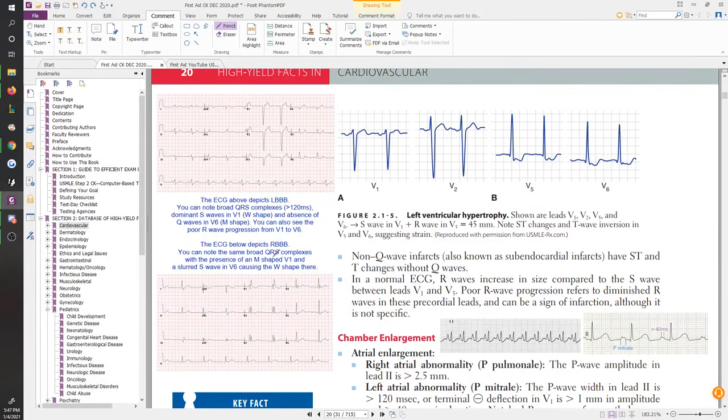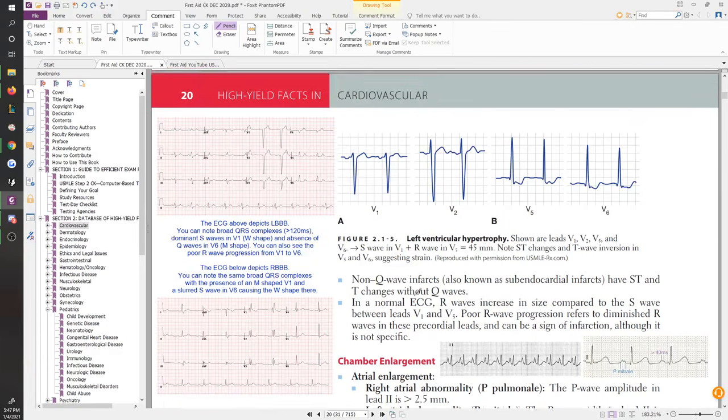So that's the extent of how you're going to utilize that. That's how you're going to capture that. You're going to know this person has a bundle branch block, left or right, and then you move on from there. You pick the answer choice, and then you're done there.